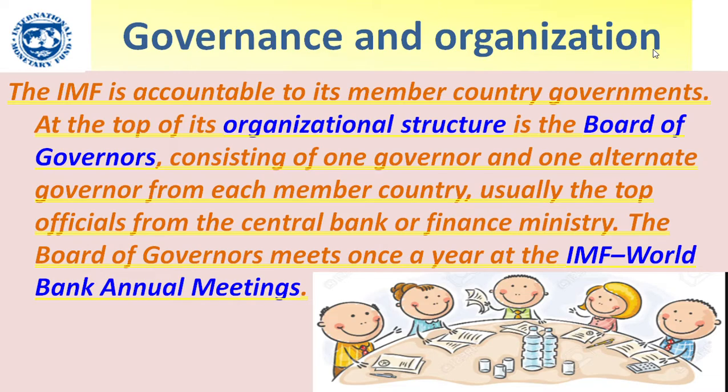Governance and organization. The IMF is accountable to its member country governments. At the top of its organizational structure is the Board of Governors, consisting of one governor and one alternate governor from each member country, usually the top officials from the central bank or finance ministry. The Board of Governors meets once a year at the IMF World Bank annual meeting. It is a very important meeting.